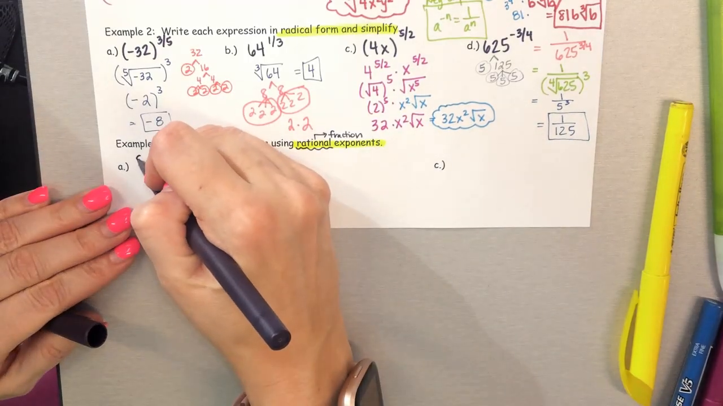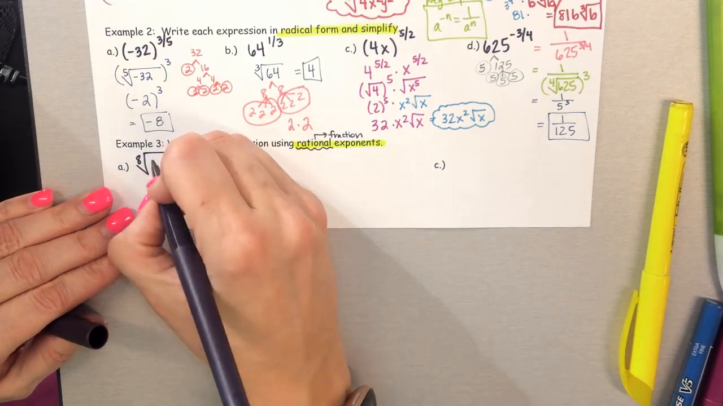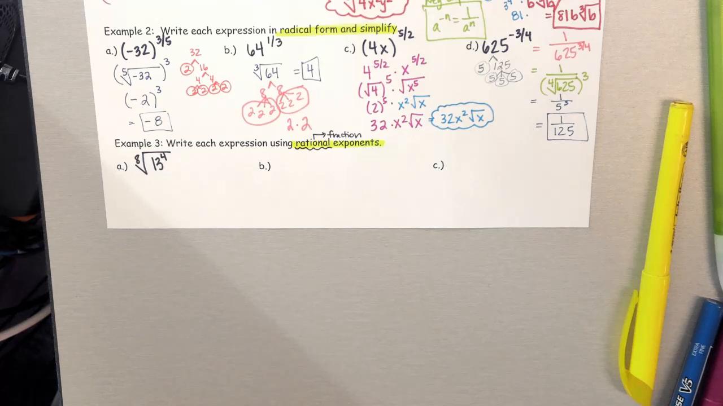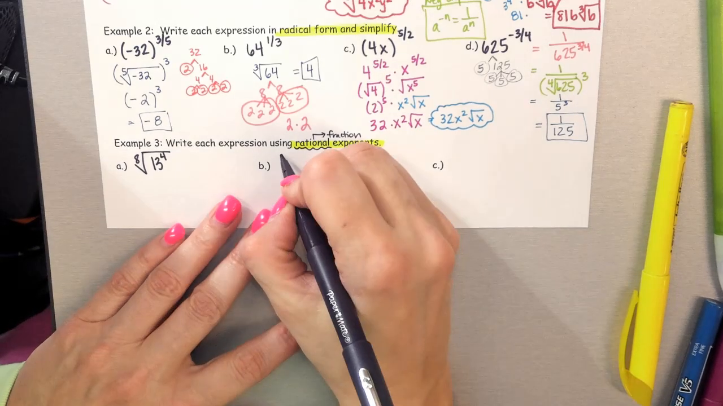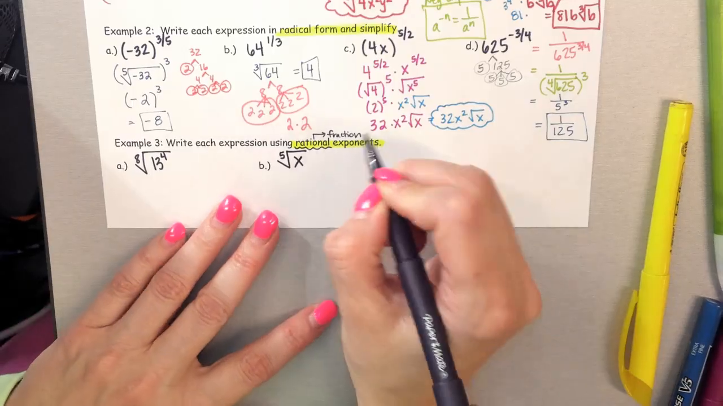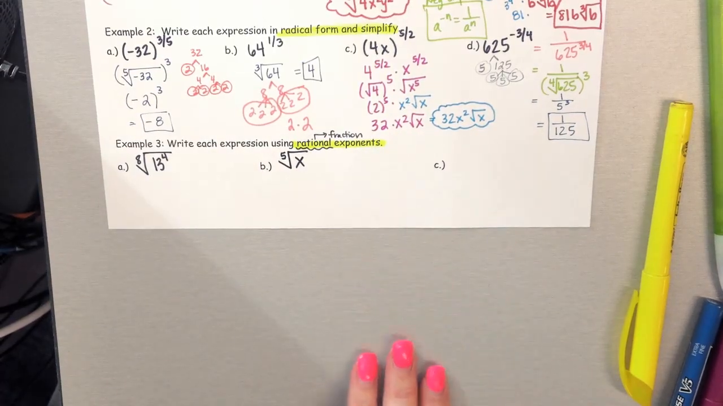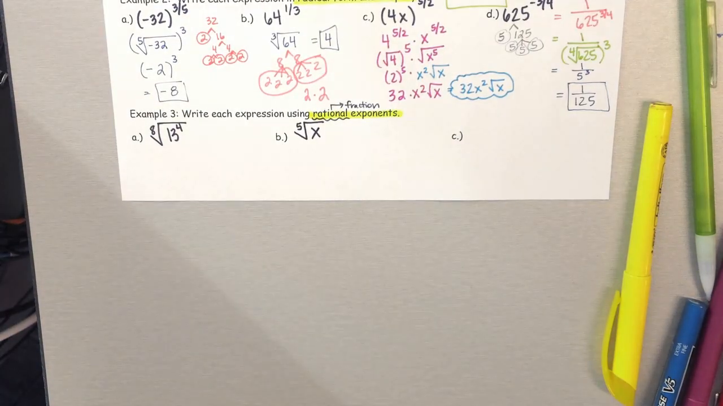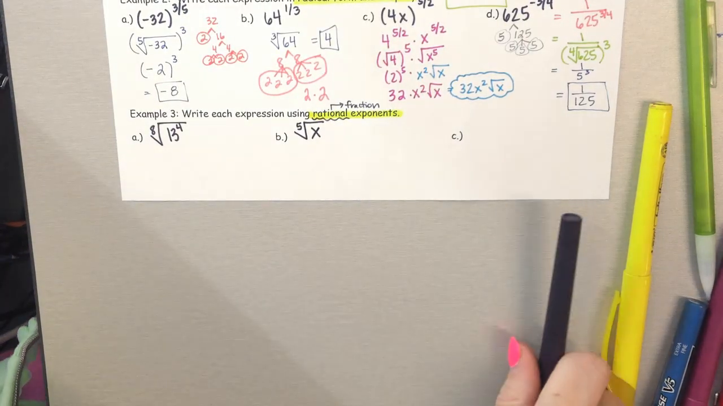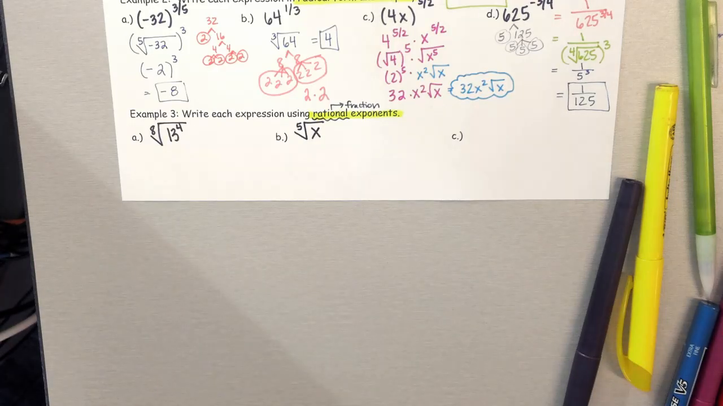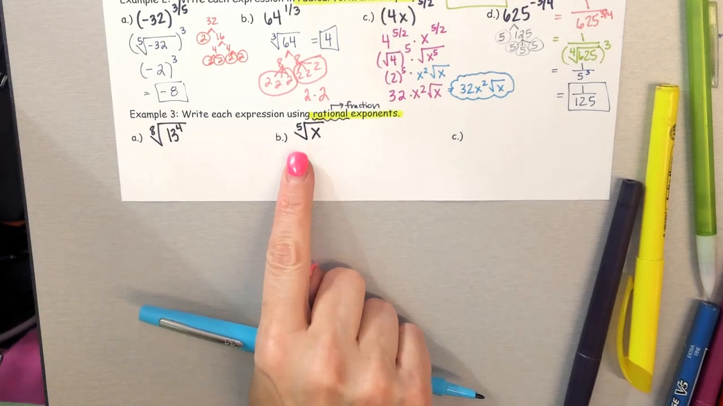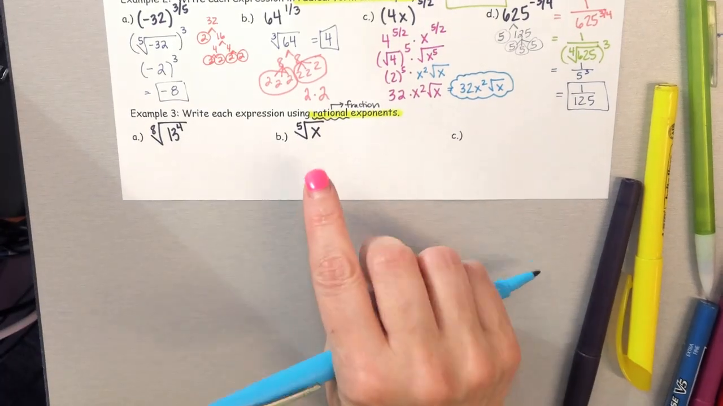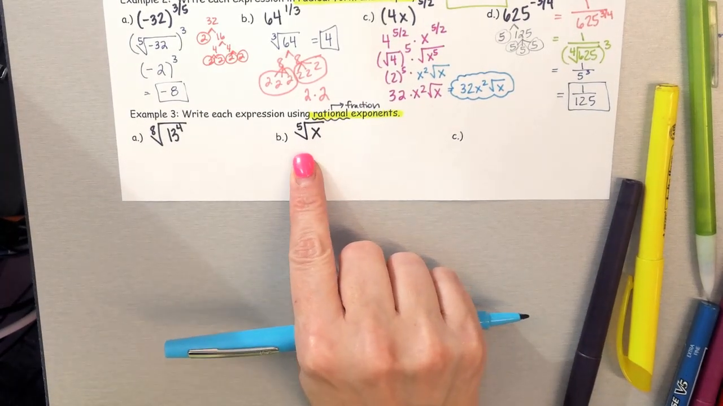Okay, so we're going to be going backwards now. So you have the 8th root of 13 to the power of 4. Here you have the 5th root of x. Okay, and honestly, b is easier, so let's just start with that one. Okay, so this is exactly like what we were talking about above.